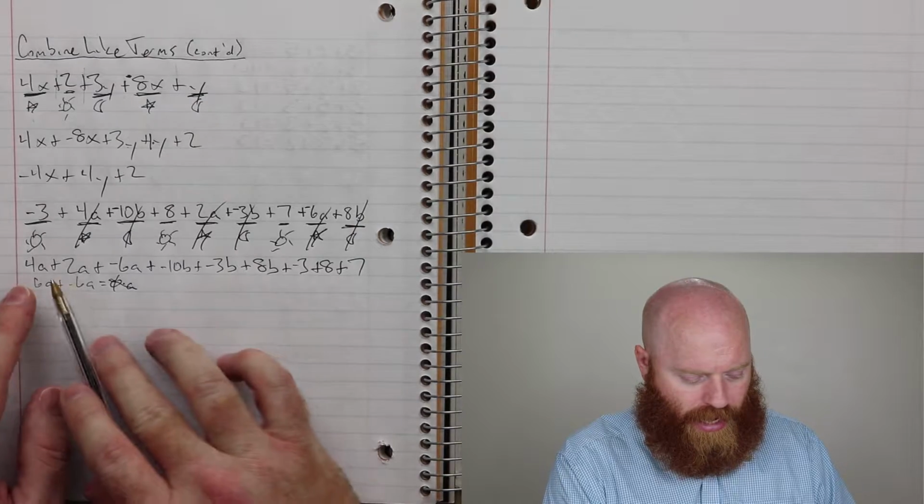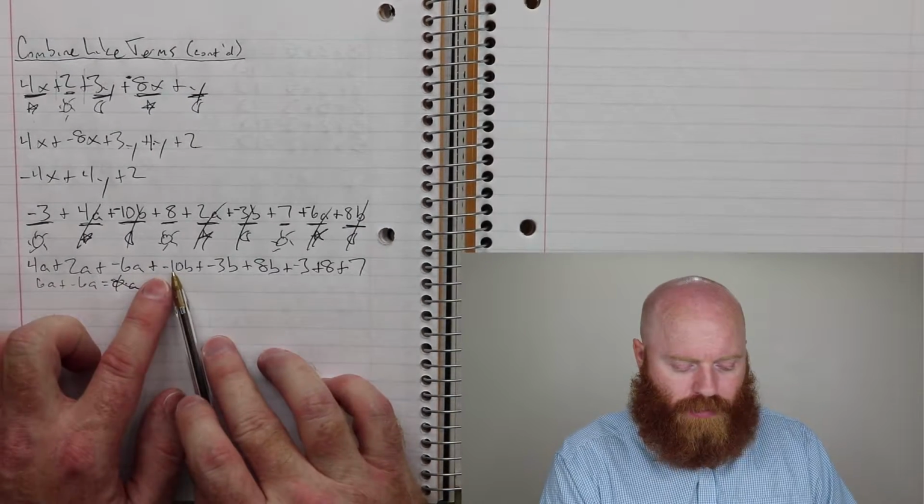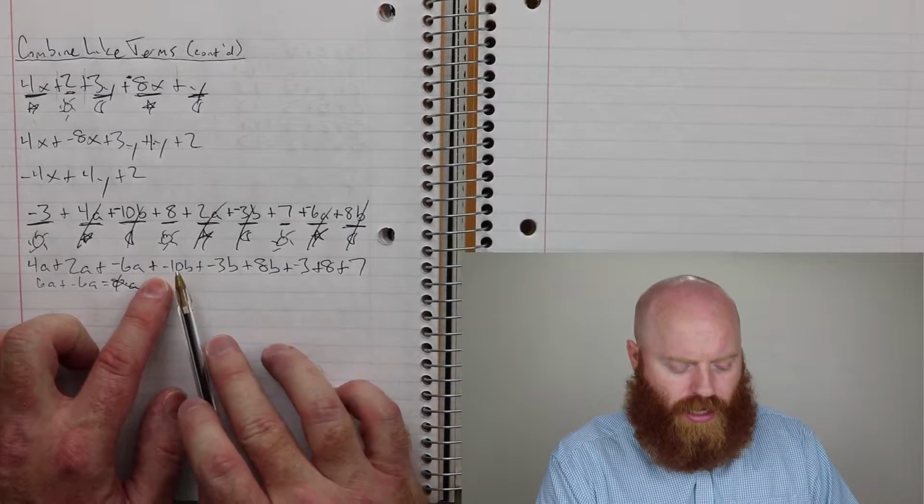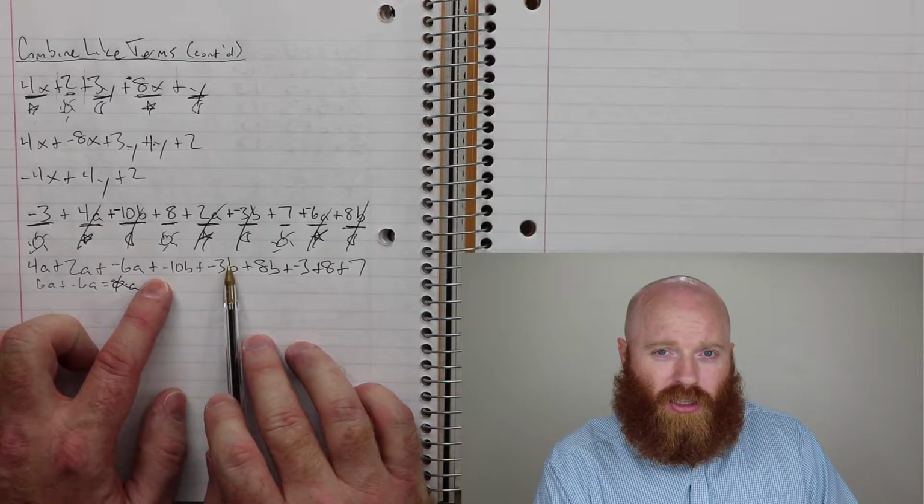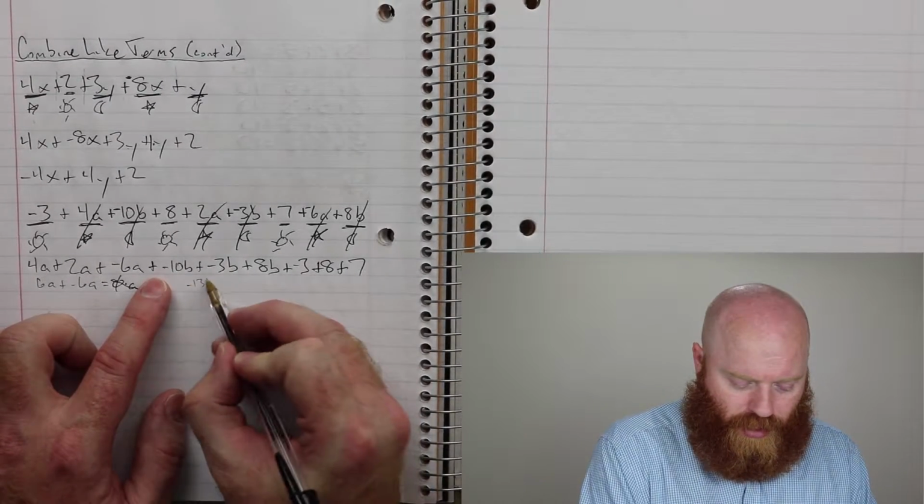Okay, so then I've got to add. I need to add 10 bad guy b's plus 3 bad guy b's. That's 13 bad guy b's.